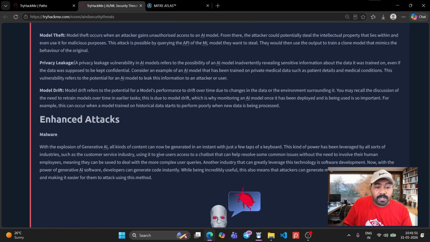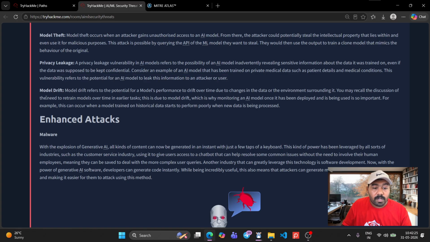Next one is privacy leakage. The privacy leakage vulnerability in an AI model refers to the possibility of the model inadvertently revealing sensitive information about the data it is trained on, even if the data was supposed to be kept confidential. Consider an example of an AI model that has been trained on private medical data such as patient details and medical conditions. This vulnerability refers to the potential of the AI model to leak information to an attacker or a user.